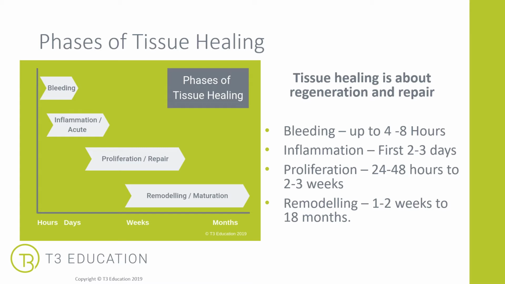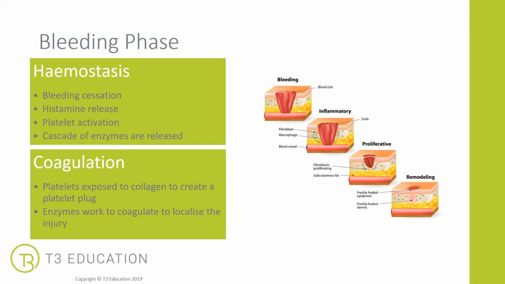So let's begin breaking each one down individually. The bleeding phase. Within this phase, there are 2 main stages that the healing process has to go through. The first one is to stop the bleeding completely, and the second one is to create clotting to keep the injury in that local area. The first process, which is stopping the bleeding, is hemostasis. And what happens there is that bleeding stops, histamine is released, which creates that swelling, which then allows the platelets to be activated, and then a whole load of enzymes are released to the area to then move into the clotting phase of healing.